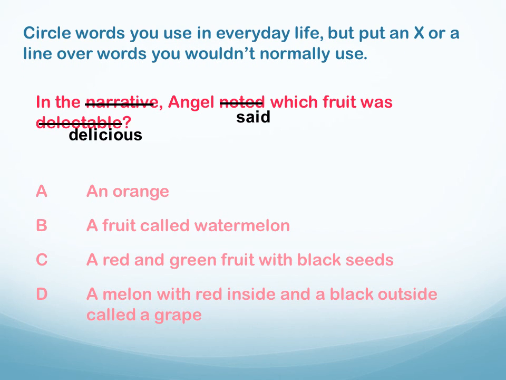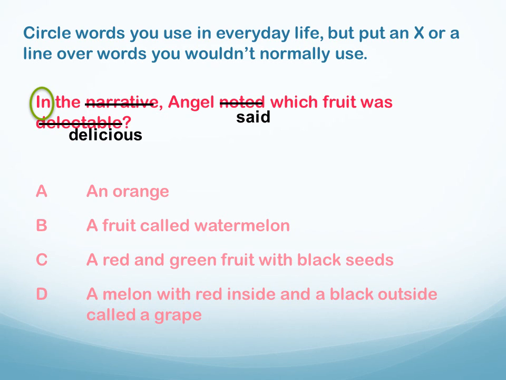In this step, you're going to circle words that you use in everyday life, but put an X or a line over the words that you wouldn't normally use. You should not at this point be putting a line or an X over words that you don't know. All of those words should have been taken care of in the first dictionary step.